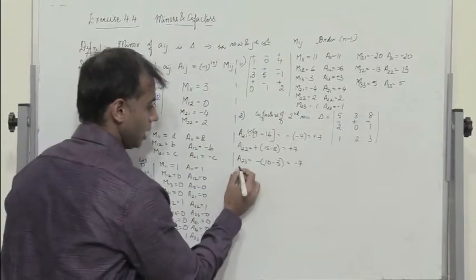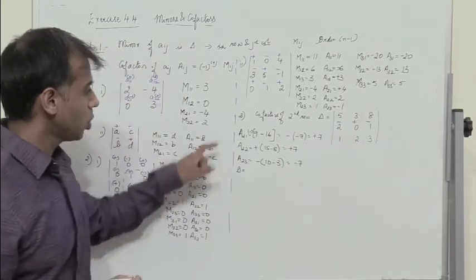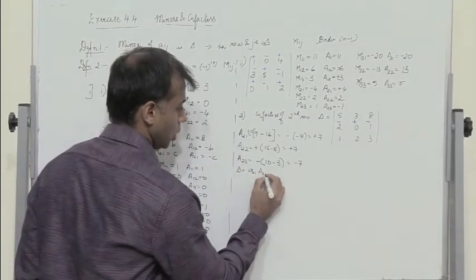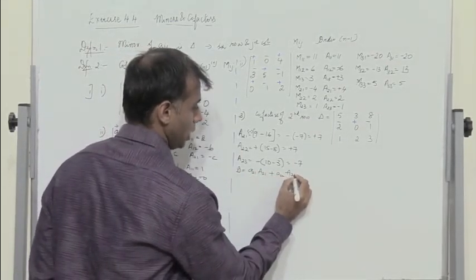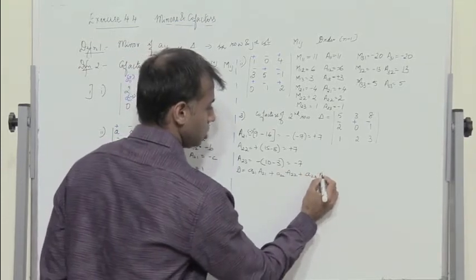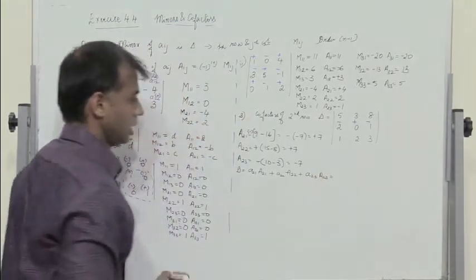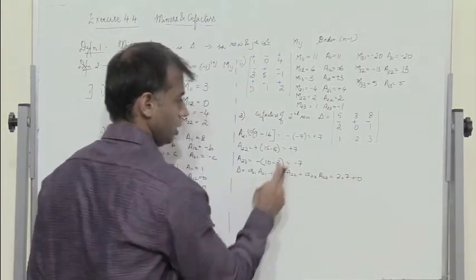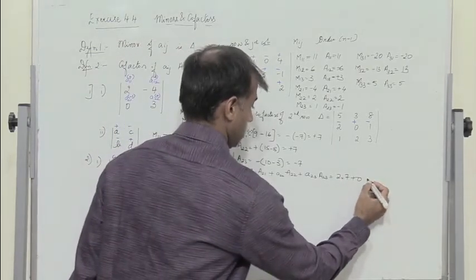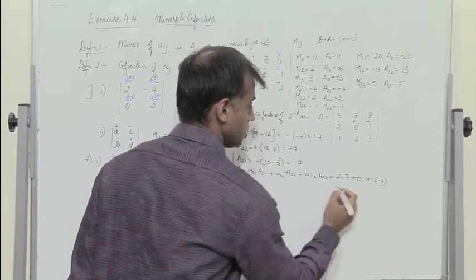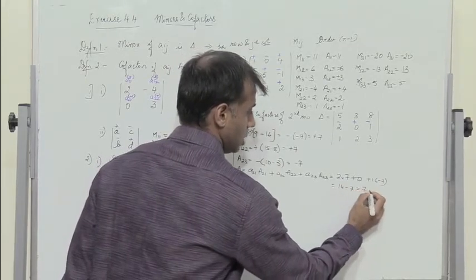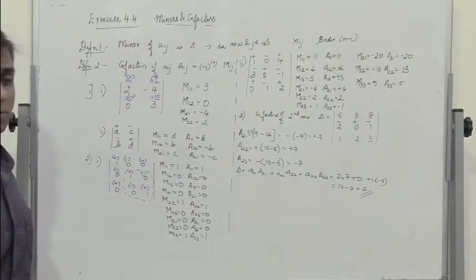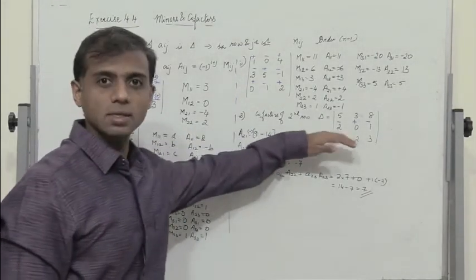Now what is delta? Delta is multiplying the corresponding elements with the cofactors. Meaning I have a21 into A21 plus a22 into A22 plus a23 into A23. Now that is equal to 2 into 7 plus 0 into 7, then plus 1 into minus 7. So that gives me 14 minus 7 equals 7. So 7 is the value of the determinant. So here we have found the determinant value by using the cofactors of the second row.